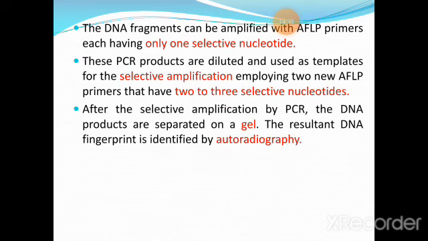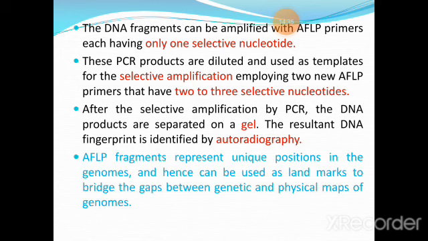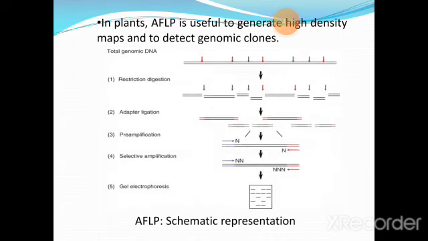So 2 to 3 nucleotides, then you will run on a gel by autoradiography. Now, again this is a very important concept what I have stressed already, right? They serve as landmarks to bridge the gaps between genetic and physical maps of genomes. Then you can see this schematic representation. What all I have explained with one particular instance, the same I have given as a general schematic representation.